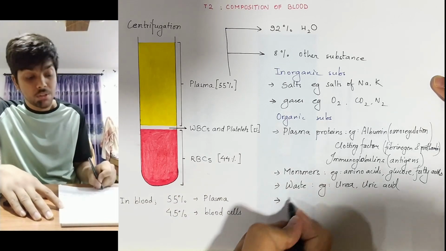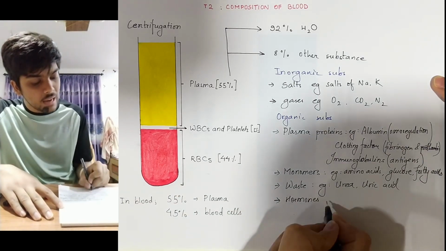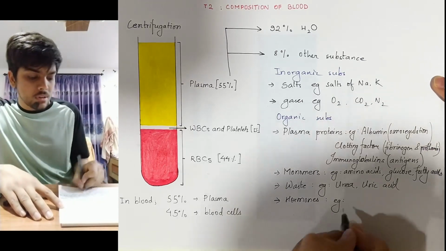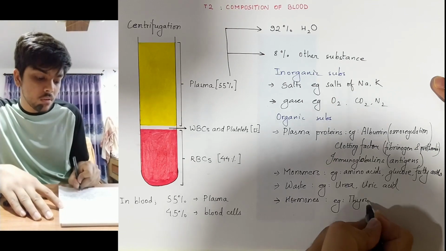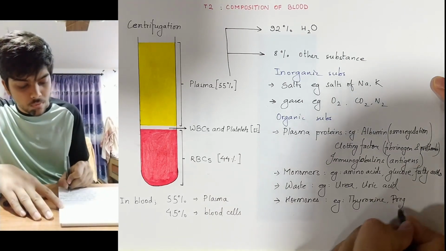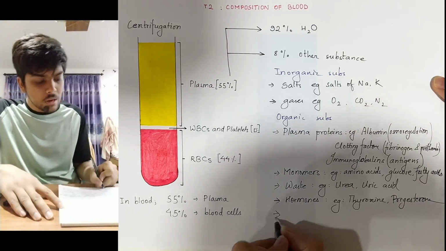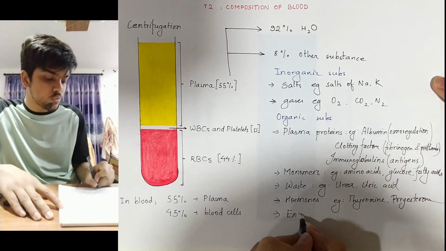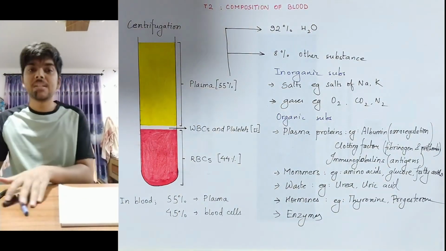And then there's your hormones, secreted by endocrine glands of the endocrine system, such as thyroxine. There's your progesterone. And then finally, enzymes as well. These are the organic substances. Let me revise it for you.